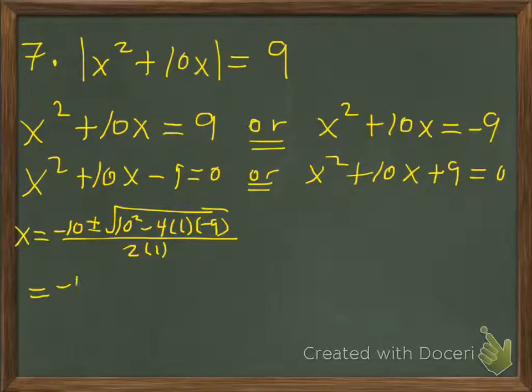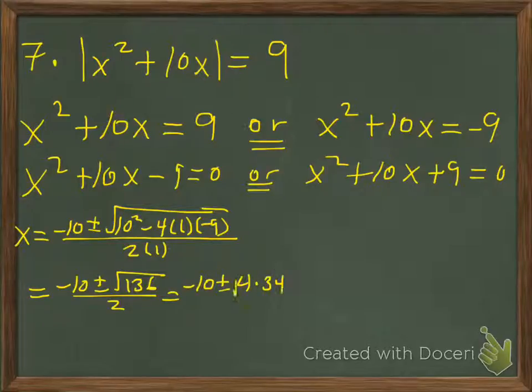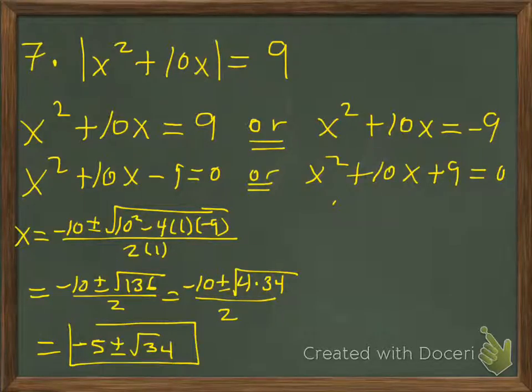So this is negative 10 plus or minus the square root of 136, and 136 is 4 times 34. Negative 10 plus or minus the square root of 4 times 34. Divide the 10 by 2 and get negative 5. The square root of 4 is 2, and then we divide it by the 2's. We're just left with square root of 34. Lucky for us, the other one does factor, and that factors into x plus 9 and x plus 1. So then that gives us the other two solutions of negative 9 and negative 1.